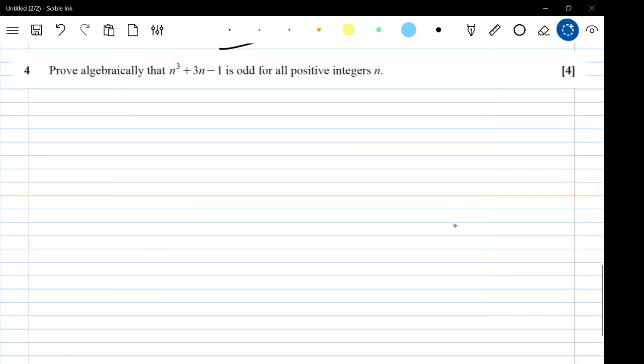So we're on question 4. Prove algebraically that n cubed plus 3n minus 1 is odd for all positive integers n. Notice this isn't a quadratic, we've got a cubic equation.